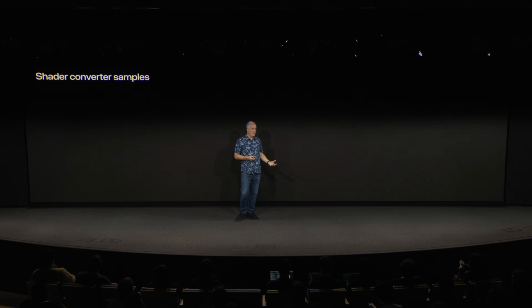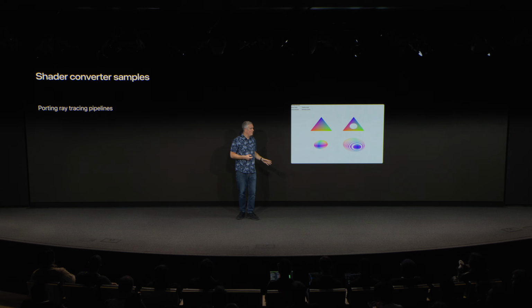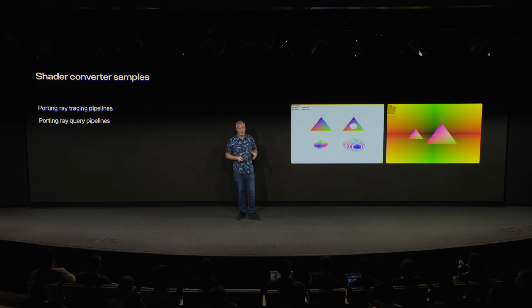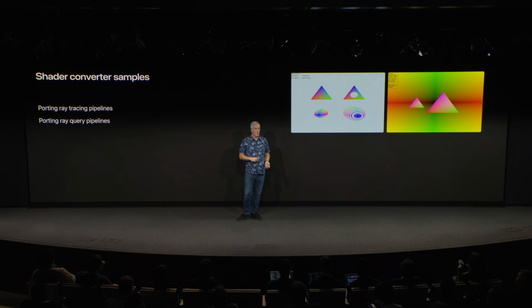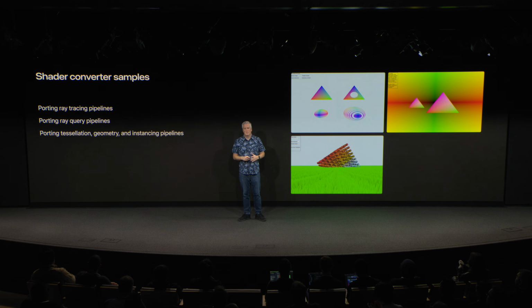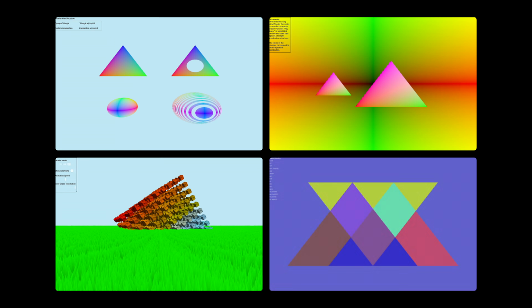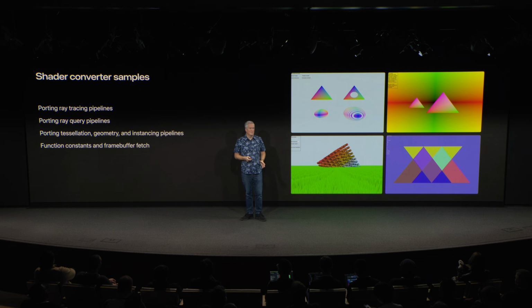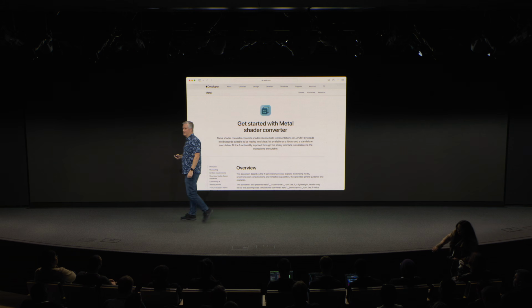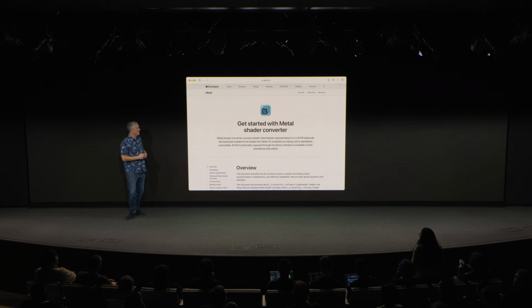And then to help you adopt Shader Converter and its runtime, there's a set of simple examples. The porting ray tracing pipelines and porting ray query pipeline samples show how to port ray tracing depending on whether you're using ray tracing pipelines or ray query. The porting tessellation, geometry, and instancing pipeline sample shows the more complex use cases of HLSL geometry and tessellation shaders using Metal's mesh shading API. And the function constants and frame buffer fetch sample show you how you can access Apple Silicon specific features from HLSL. The Get Started with Metal Shader Converter page has a lot more detail on Shader Converter and its runtime.